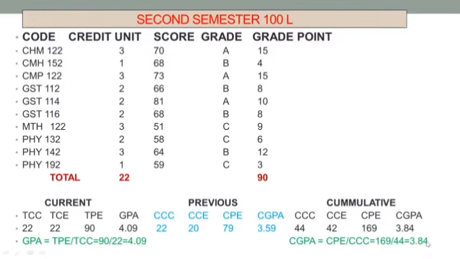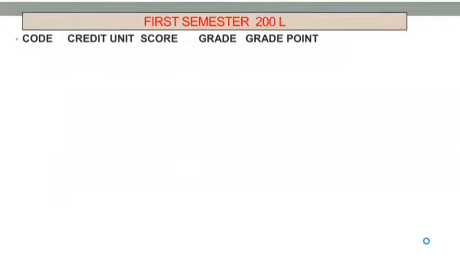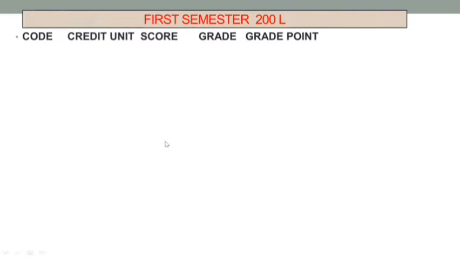3.84. So the candidate is increasing. Let's look at his 200 level result. First semester 200 level. He had carryover in CHM 111, which is a 2 unit. He has registered it and he scored A. A is what? 5 point. 5 times 2 is 10. So even though the candidate had carryover in this course, he has re-registered in second semester and he has a good grade, which is A in this course. So it's a good one.